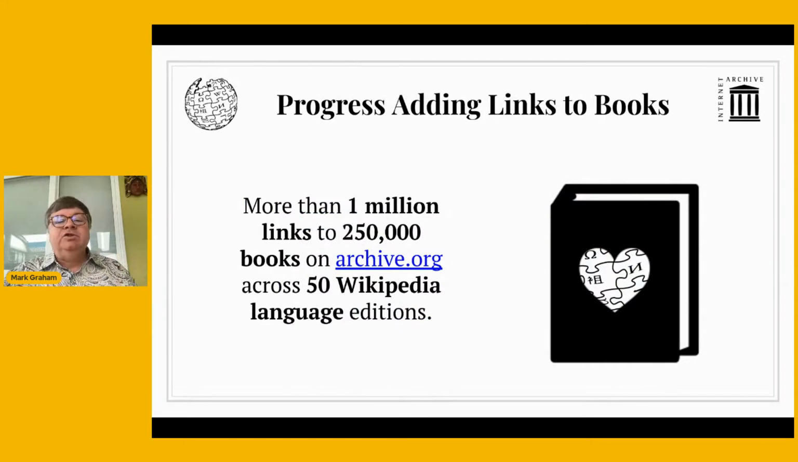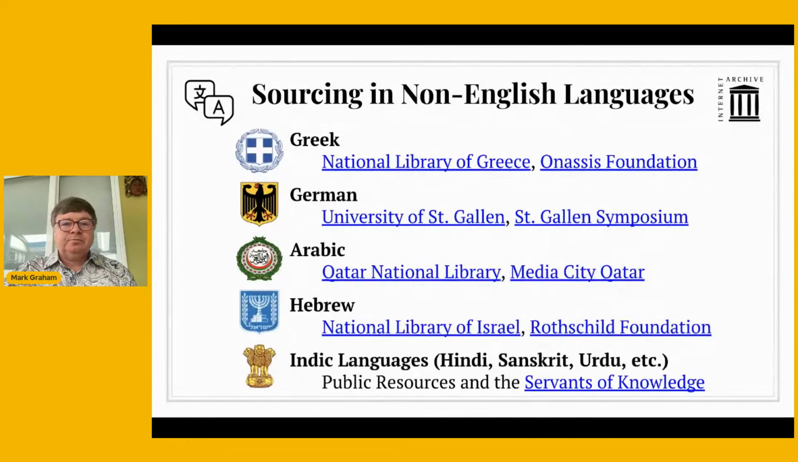So we've been adding a lot of links to books, more than 1 million links to more than 250,000 books available from archive.org across 50 Wikipedia language editions in the last year. We're working to accelerate the effort of sourcing non-English language books. This is a quick overview of some of the organizations that we're working with around the world to try to help us source books in Greek, German, Arabic, Hebrew, and a variety of Indic languages.